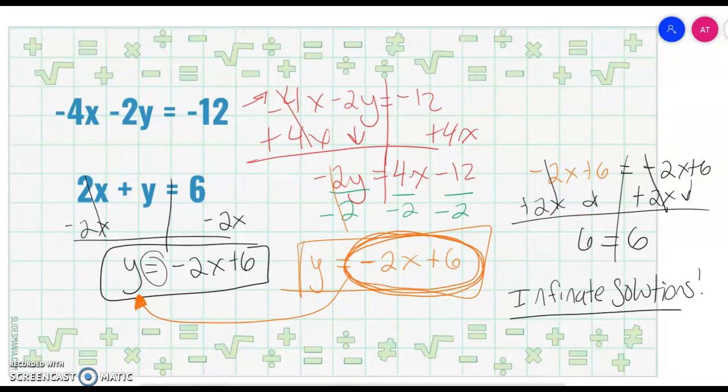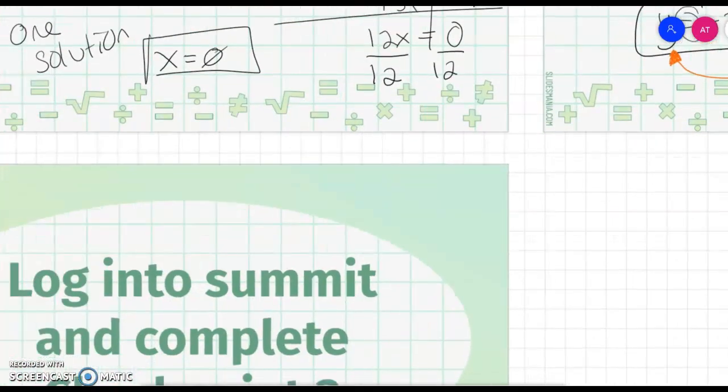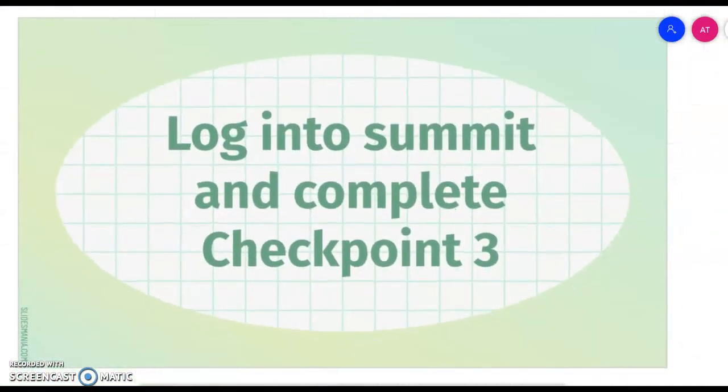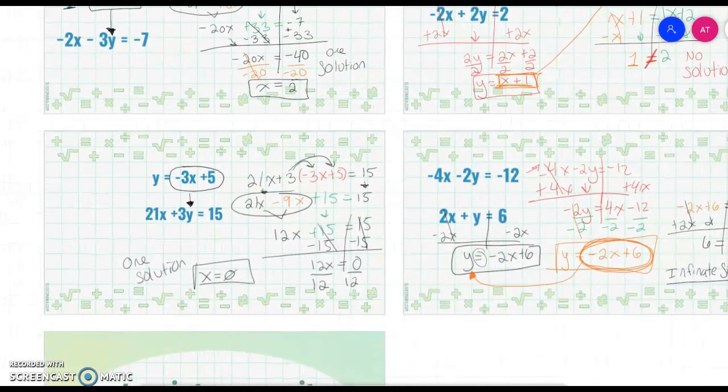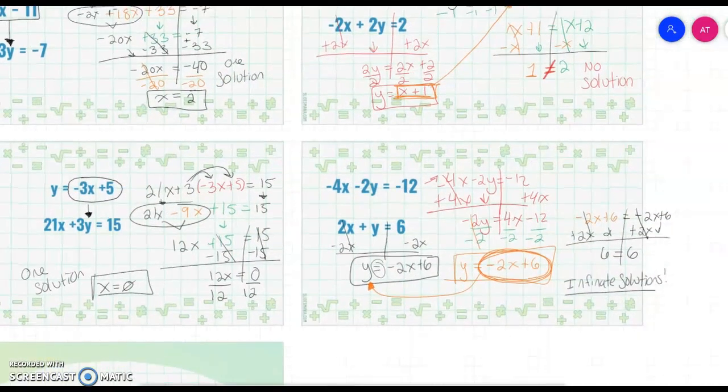So now that we practiced a few problems and you are starting to feel a little bit more comfortable, and if not, it's totally fine. Look back through this video or other videos that I have on your digital notebook. And what you're going to do now is go into your Summit and complete checkpoint 3. Those 4 problems are similar. You can do it either way. You can have one equal to y and plug it into the other equation's y, or you can solve it out like we did for this last one and have them both be in y equals mx plus b form. It is completely up to you.